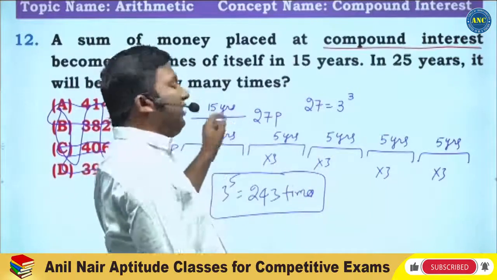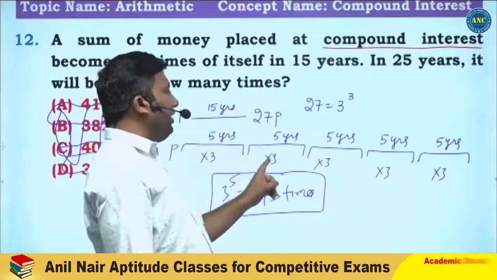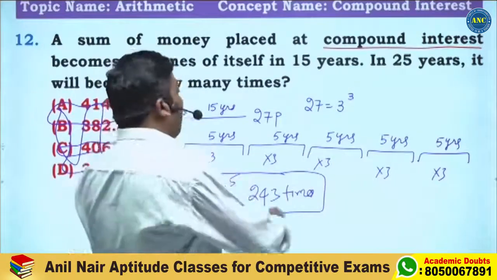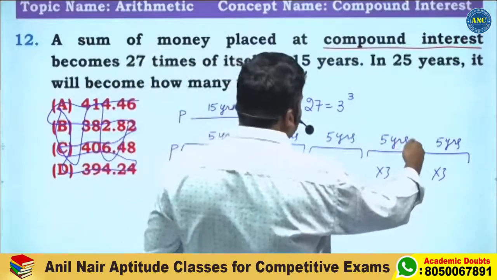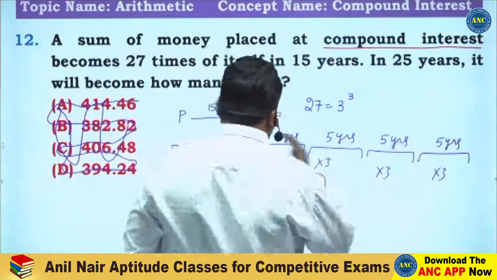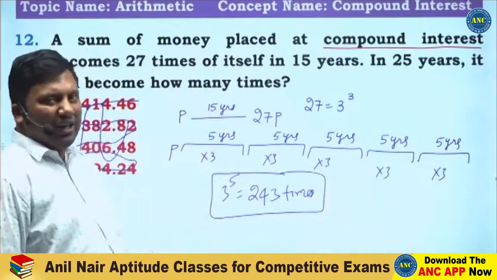3 parts. 15 years divided into 3 parts. 5 years, 3 times. For every 5 years, the multiplication factor is 3. So totally 25 years, 3 power 5, it is 243.